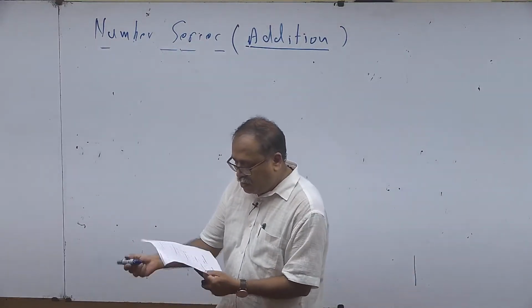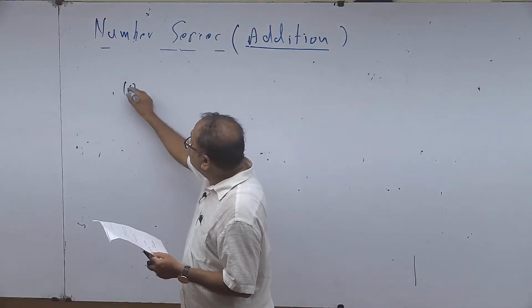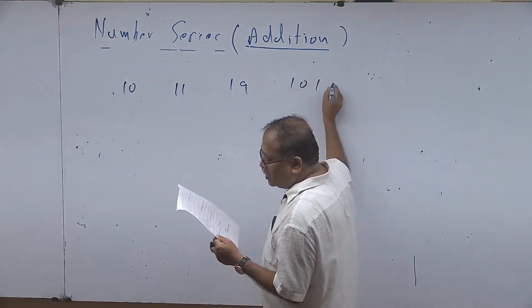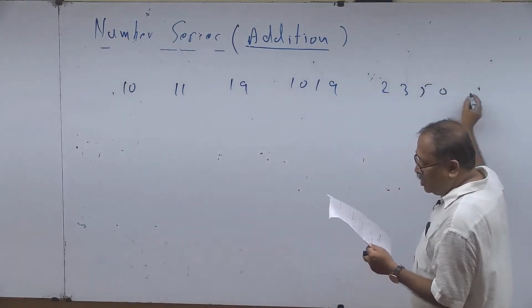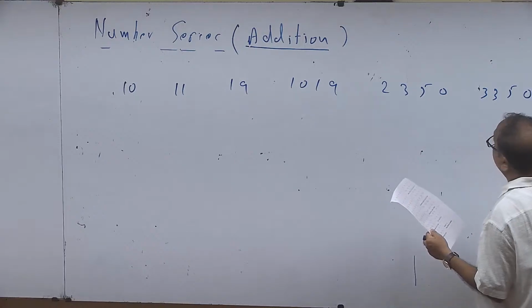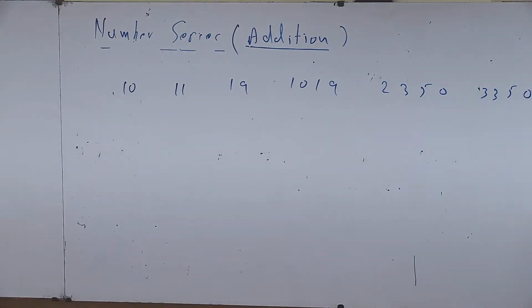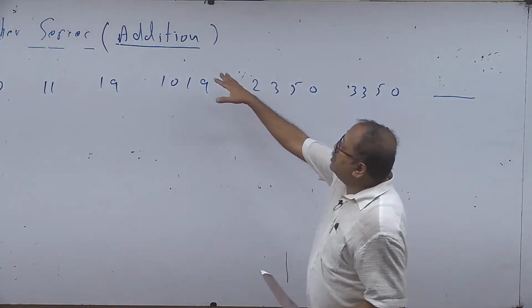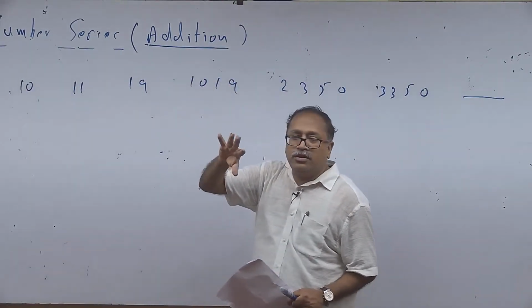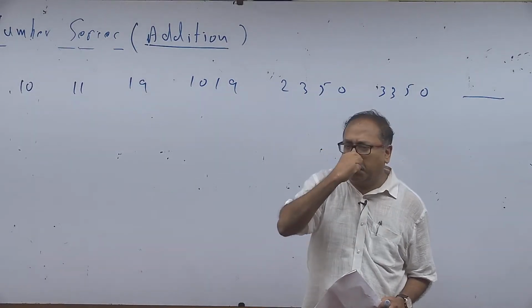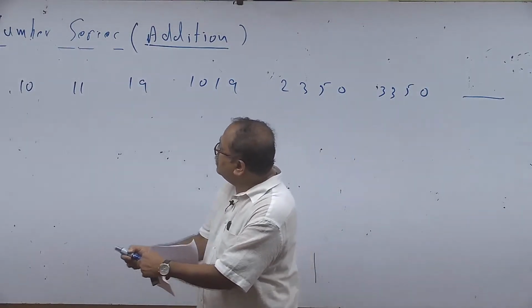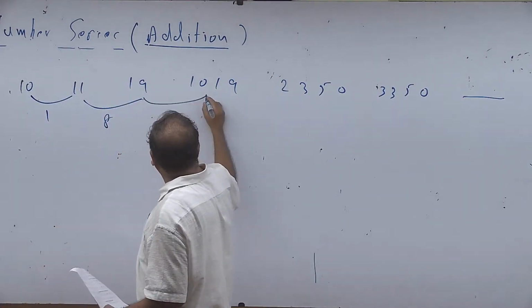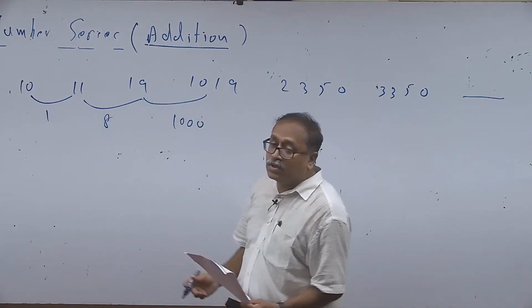Okay. Now here the next question is, the first number is 10 and the next number is 11 and 19 and 1019 and 2350 and 3350 and next. Notice that we are dealing with the addition based question. So you don't need to check the n square or n cube or kind of thing. So if you notice from here to here the difference is 1 and from here to here the difference is 8 and from here to here the difference is 1000.